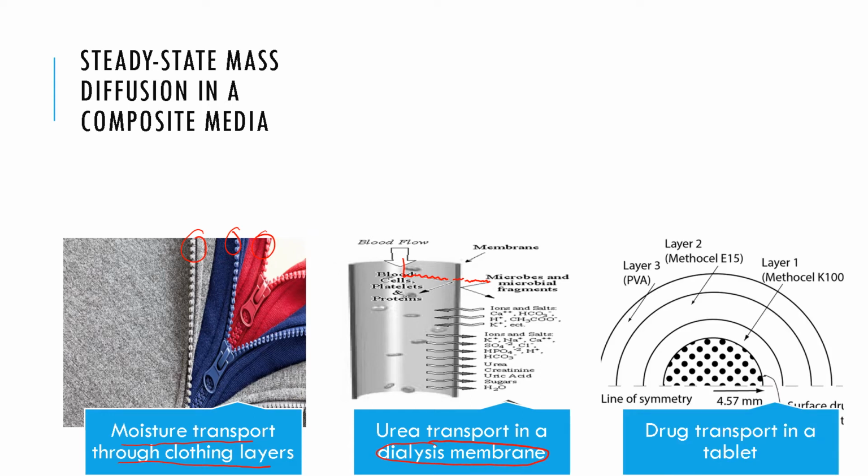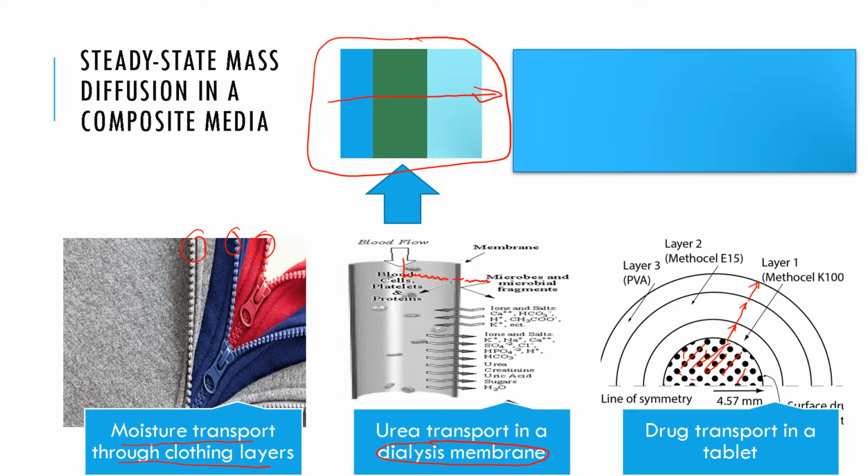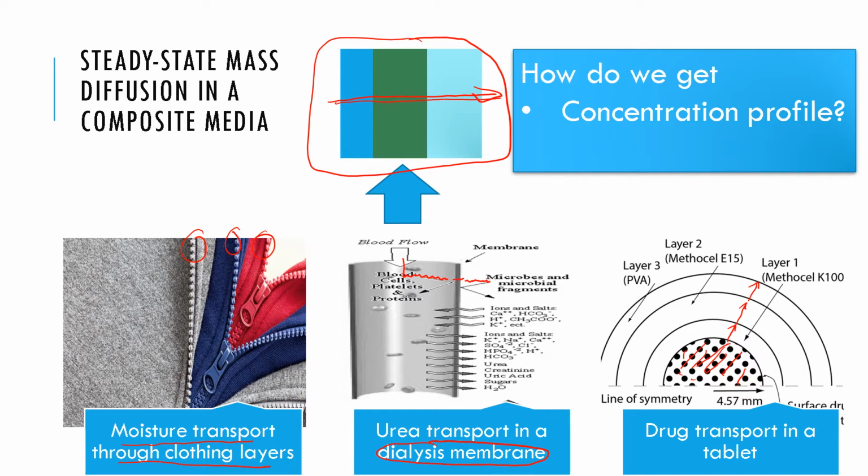And yet another example, the drug from the reservoir, the active component, would be diffusing through multiple layers of drug coating. All of these problems can be thought of as diffusion through multiple layers together, and they can be conceptually seen as something like this, where diffusion is happening through multiple layers in series. What we are interested in is how we get the concentration profile as the species diffuses through, and how much is the mass flow.